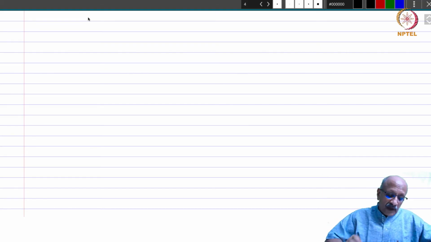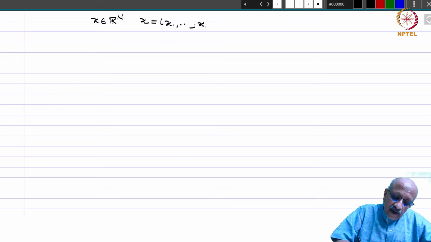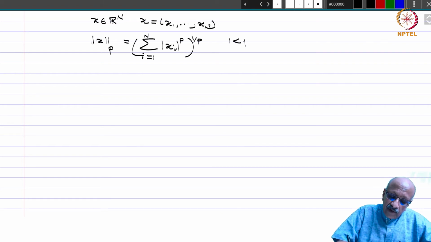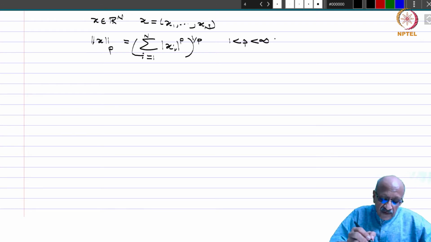So let us recapitulate. We have x in R^n, x equals (x1, ..., xn), and we have the norm ‖x‖_p defined as (Σ_{i=1}^n |x_i|^p)^(1/p), where 1 < p < ∞. And we want to show that this satisfies the triangle inequality, so that this will define a norm.